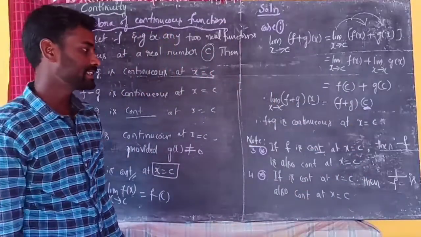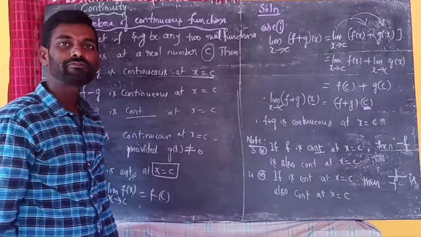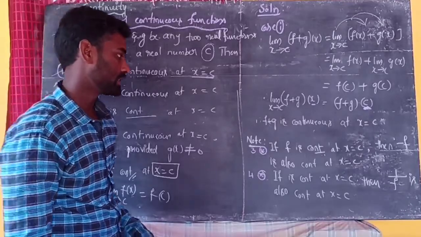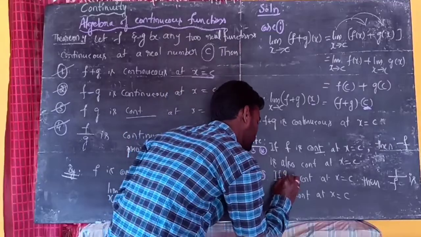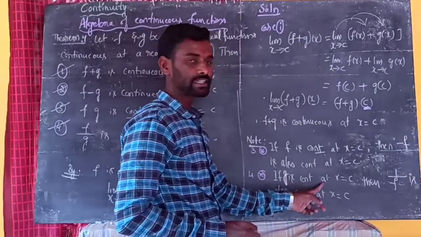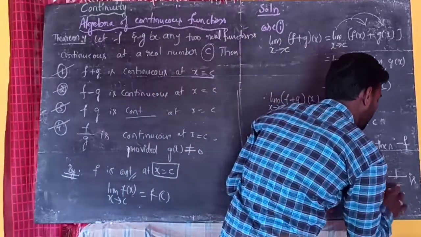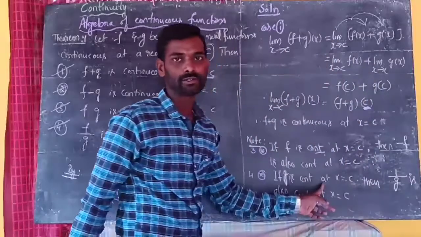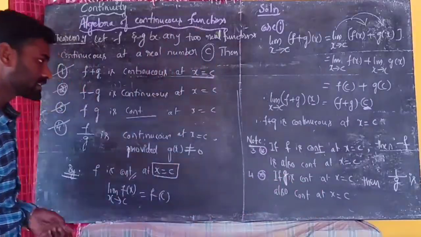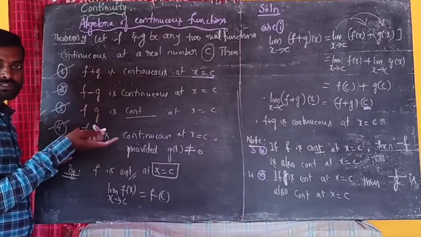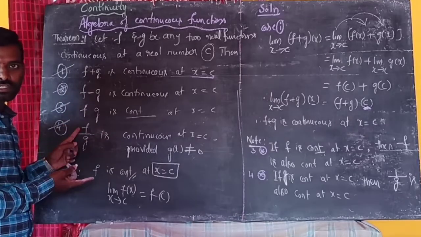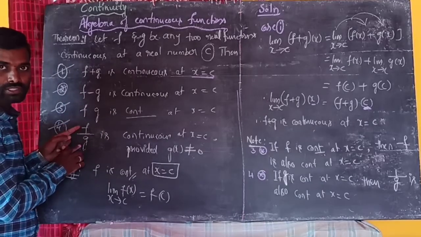If f is continuous at x equal to c, then 1 by f is also continuous at x equal to c. If f or g, I will consider here the function as g. If g is continuous at x equal to c, then 1 by g is also continuous at x equal to c, guys. For example, if f and g are two continuous functions, then f by g is also continuous provided g of x is not equal to 0, right?